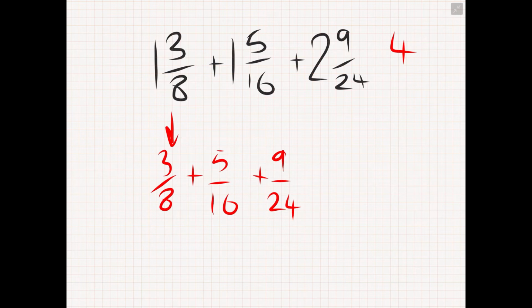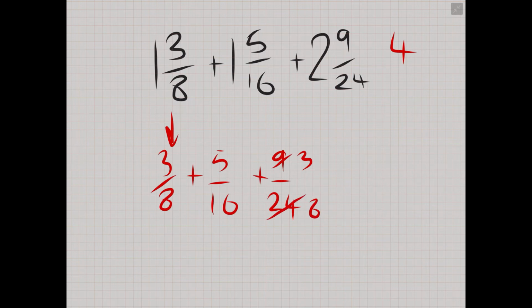Working from left to right, the 3/8, there's nothing we can do with that. 5/16, there's nothing there. However, the 9/24 will cancel down. We'll divide by 3. So 3 into 9 will give us 3, and 3 into 24 will give us 8. So we end up with 3/8 plus 3/8 plus 5/16.